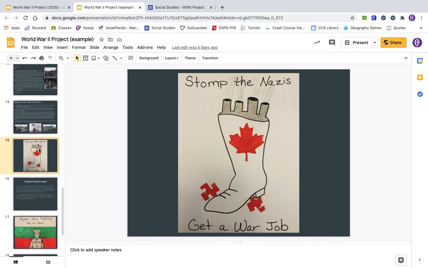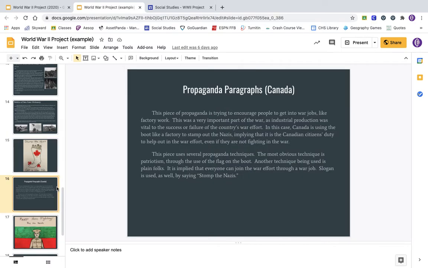Okay, so I did Stop the Nazis with factory smokestacks coming out, and it's a boot stomping on Nazi swastikas there. Okay, and then the two paragraphs you're going to have to do: the first one is what are you trying to get people to do and why, and the second part, and this is what the notes are about, is what techniques are you using and how are you using them.